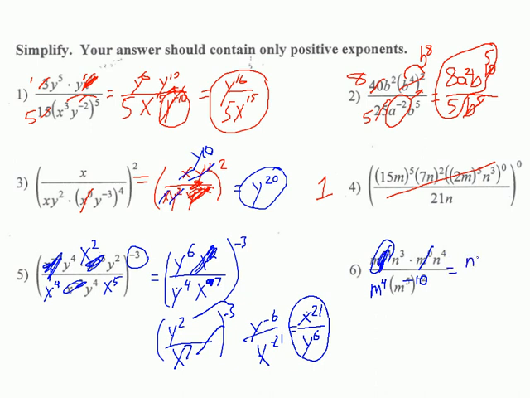M to the 3rd, m to the 4th. Keep the base, add the exponents. Down here, m to the 4th, m to the 10th. Keep the base, add the exponents. That's a 14, not a 19. All right, my handwriting's not too good with this tablet. Okay, that's it. Have fun with it.